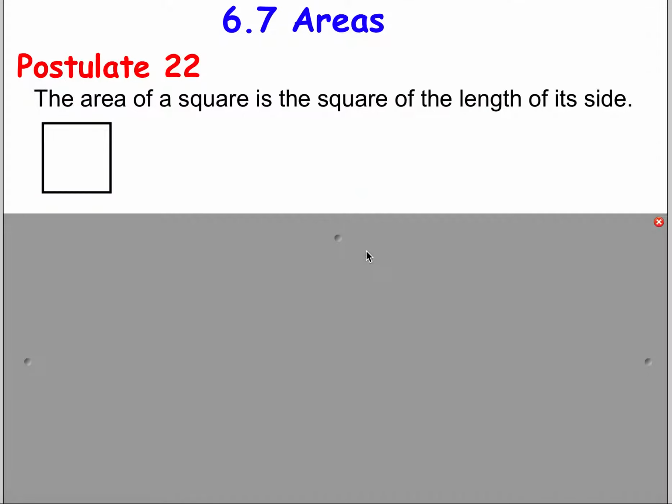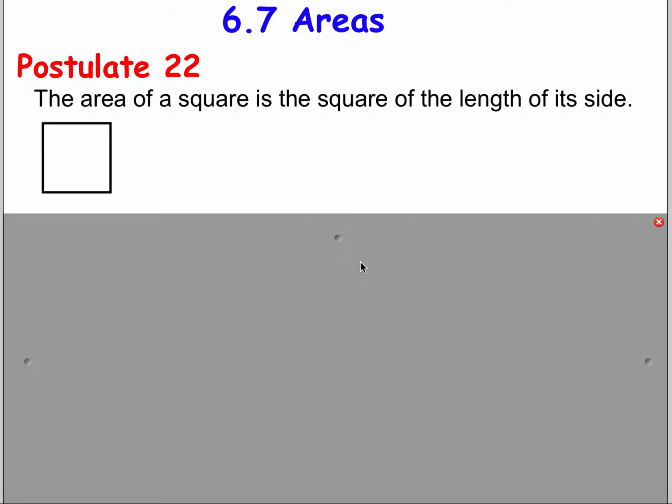Okay, so this last section in chapter 6.7 is all about areas of different types of quadrilaterals. And so basically what we're going to do in this chapter is go through and essentially just list what all of the different area formulas for different types of quadrilaterals are. Okay, so for example, this first one is postulate 22, so you can find this on your postulate sheet.